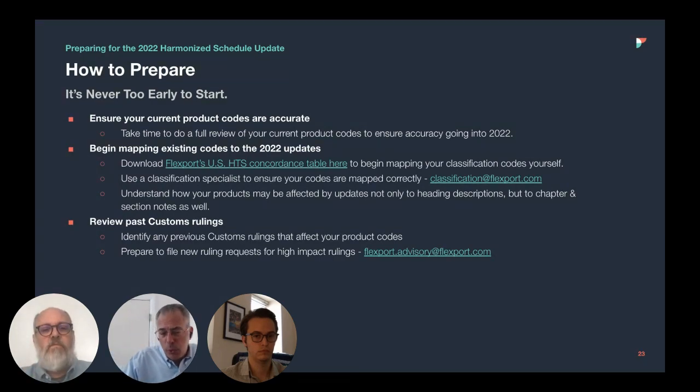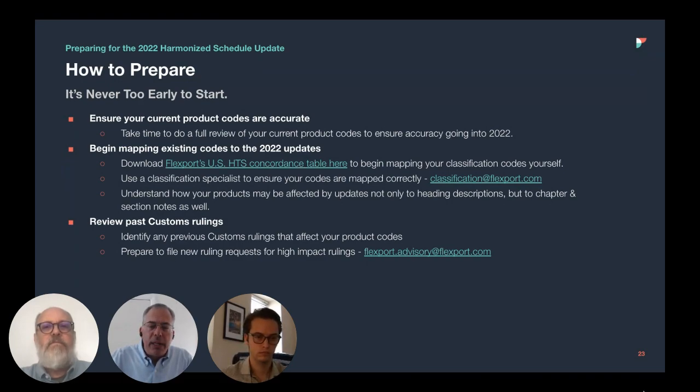In addition to that, if you do rely on any customs rulings like we mentioned before, whether or not they were issued to you or issued to a third party, but they provide a benefit to your business, it's a good idea to see if those HTS codes are going to change as well, because it may render the ruling less effective than prior to the change.